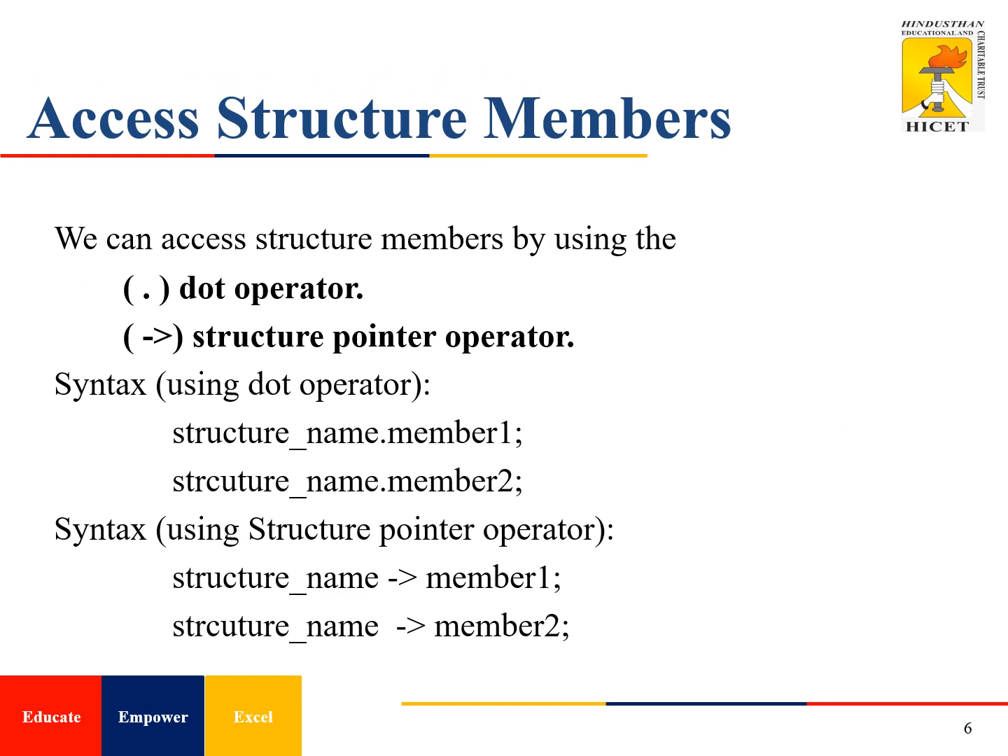Access structure members. If you have a structure with various structure members, you need to access those members in your program. Then you can use two operators. First one is the dot operator and second one is the structure pointer operator. Syntax using the dot operator: using the structure name you can access the member. Syntax is structure name dot member one. Whatever member you are using, you can access using that dot.